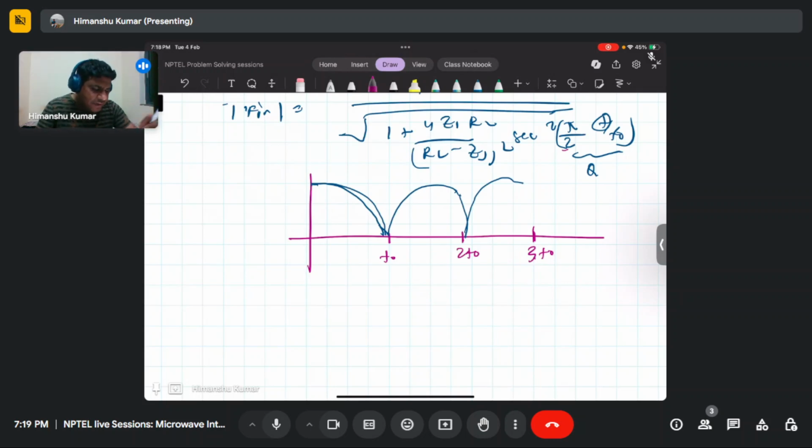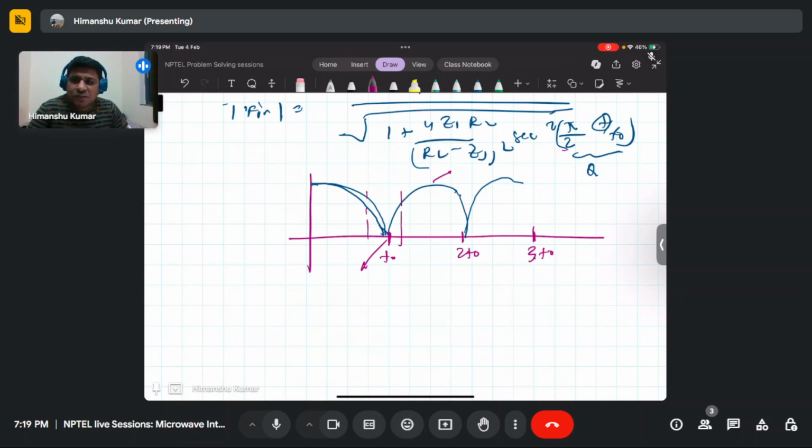As you can see, at all the other frequencies this impedance is not matched. At f naught you have impedance matching, but at other frequencies around this f naught you will not have complete matching. There is a peak and trough corresponding to that, and the trough is actually the completely matched case, and this is the mismatch case.